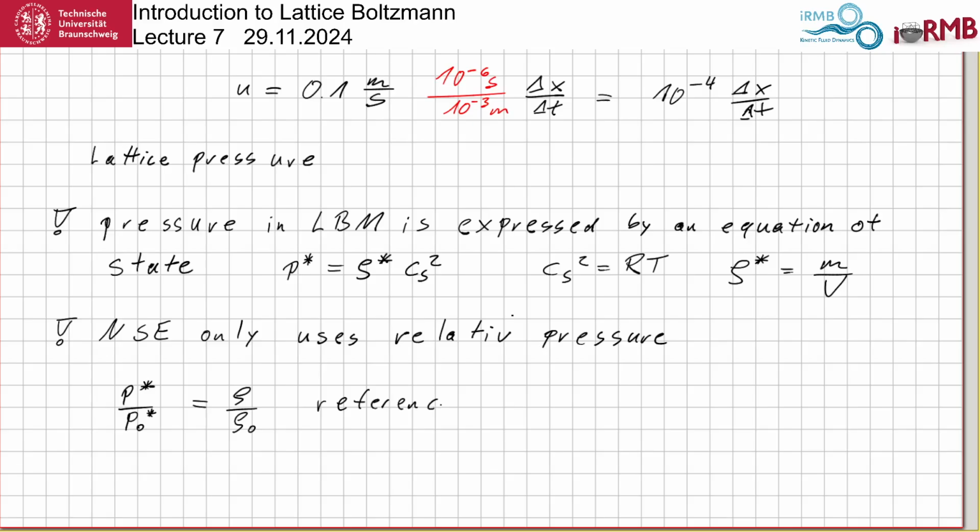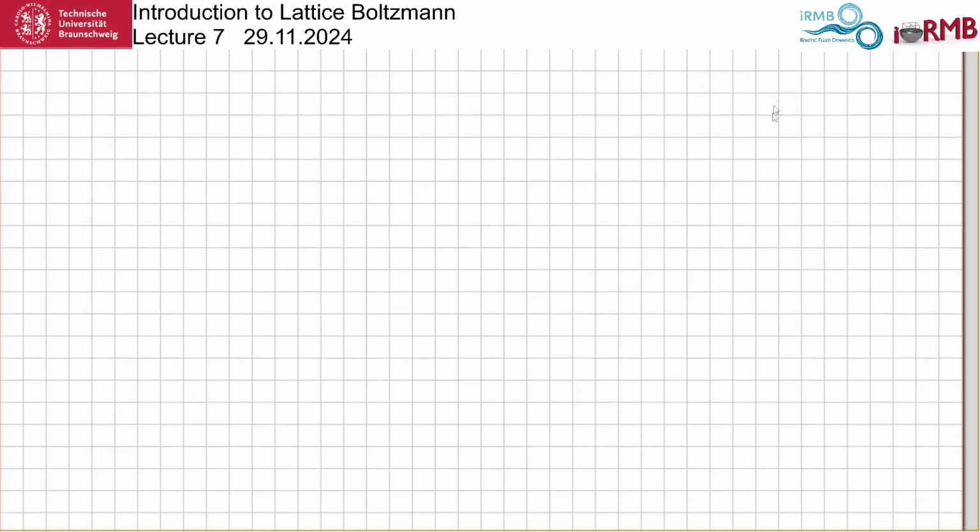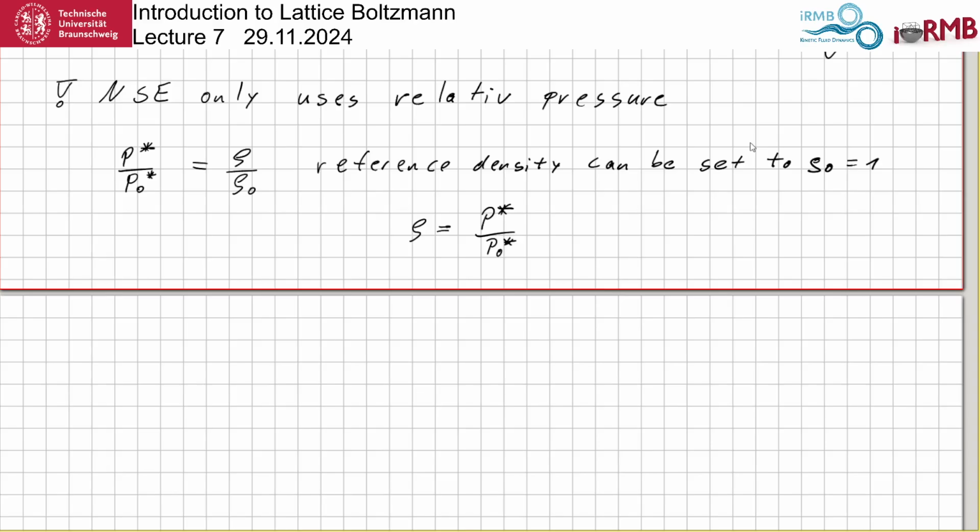So we have a reference density. And this reference density can be set, in order to make things simple, rho 0, we can set this to 1 so that we can say that our density would be the physical pressure divided by a reference pressure. So how does this look like? Going to the generic example where you deal with pressure-driven flow.